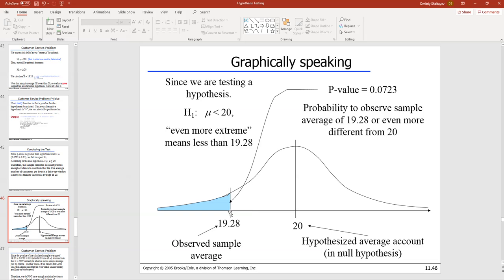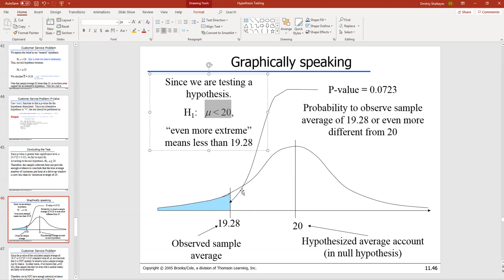What does that mean, more extreme? It depends on which alternative you're testing. In my case, I was testing less than, right? That the mean is less than 20. So that means that I was testing the left tail of the distribution. So specific to that problem, more extreme than that means even lower X bar. So all the area in the left tail of the distribution is my p-value for that specific problem.